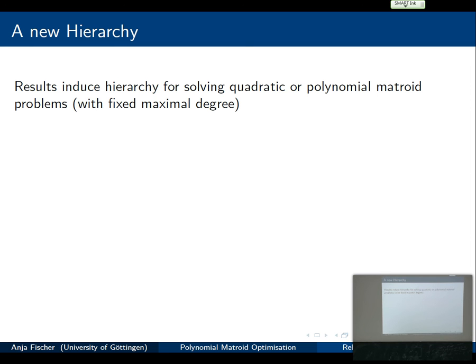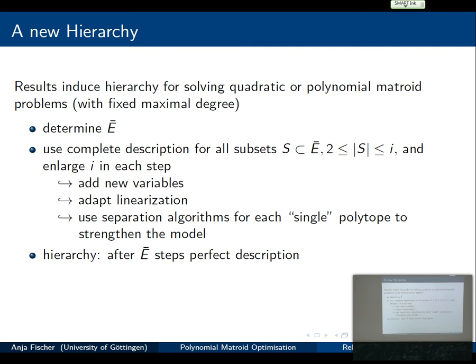In the easiest case, we start from quadratic monomials. We could also start with arbitrary monomials with some fixed maximal degree. The first thing we do is determine E bar, so which variables are contained in some nonlinear monomial. And then we use the complete descriptions for all the subsets, starting with size 2.